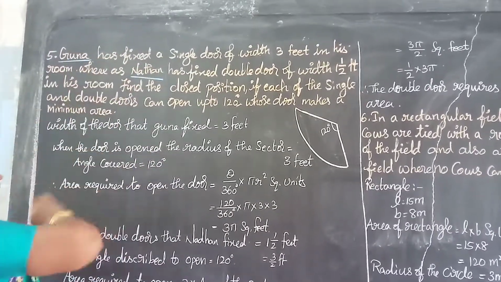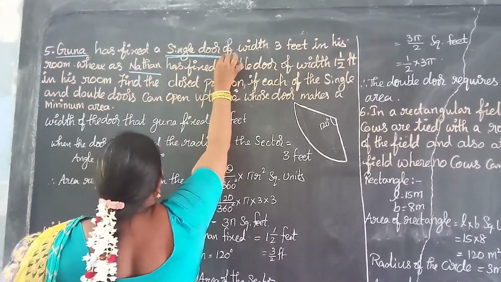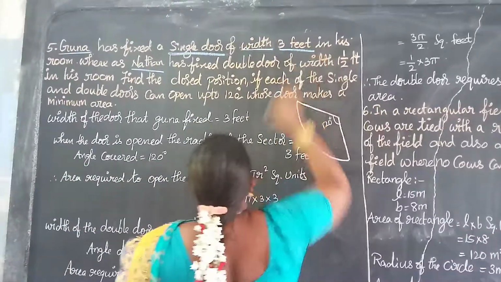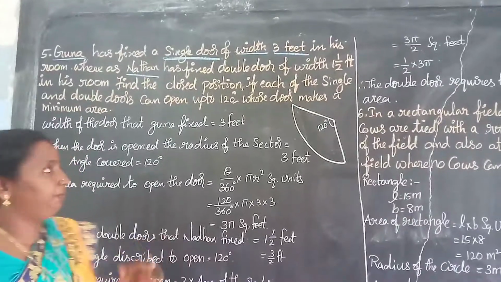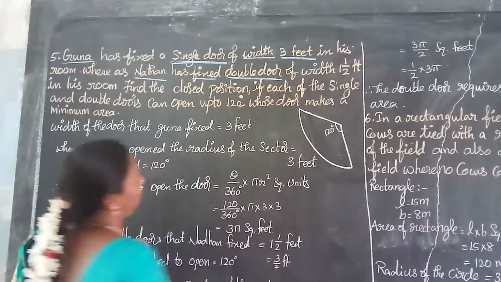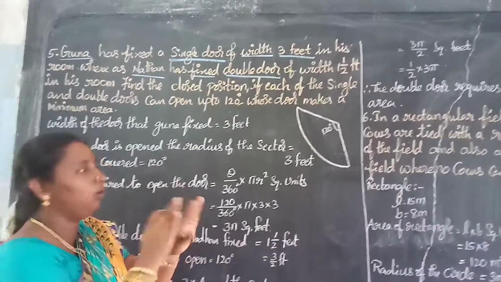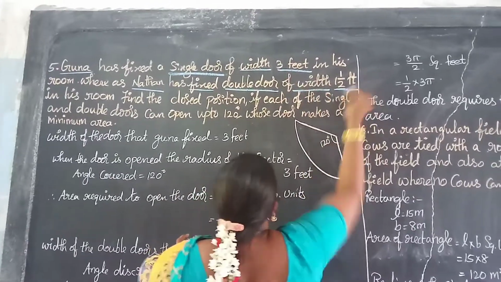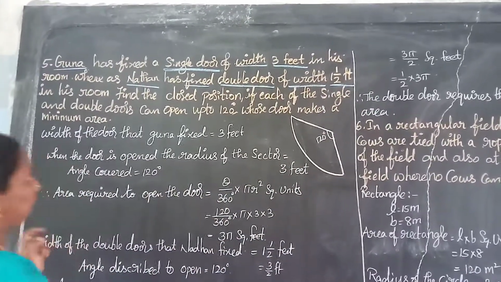So Guna fixed a single door. You know single door means only one door. The width of that door is 3 feet. Then Nathan fixed a double door. Double door means 2 doors. You are closing like this, you know. So that double door, the door width is 1.5 feet in his room.